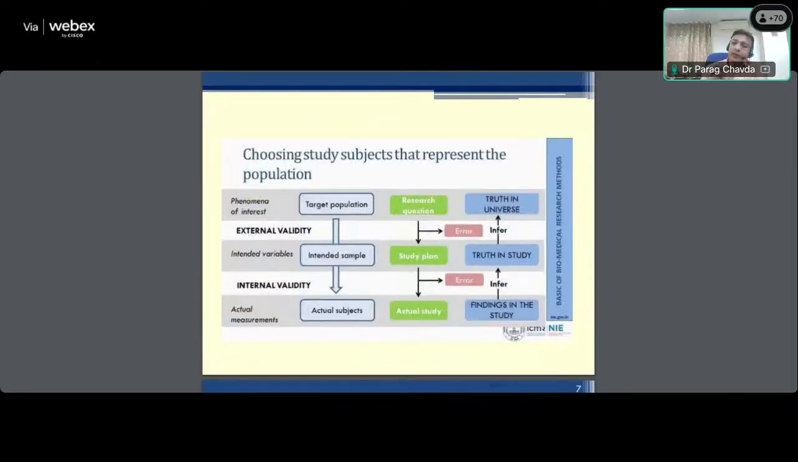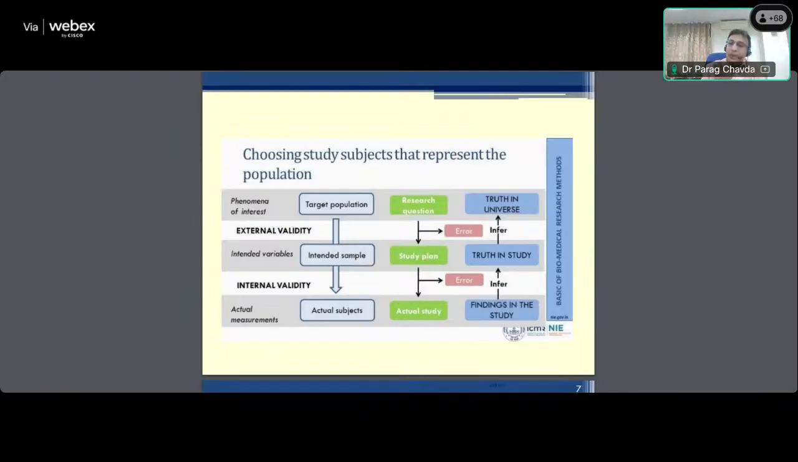Now this slide you might have already seen somewhere, where we are talking about three important aspects. What is our target population on which we wish to generalize our findings, what is our intended sample, and what ends up being our actual study sample. So on this slide we are trying to understand two concepts, one is external validity, the other is internal validity. If our intended sample is the same as the actual sample we are able to take, then the study findings are called internally valid.